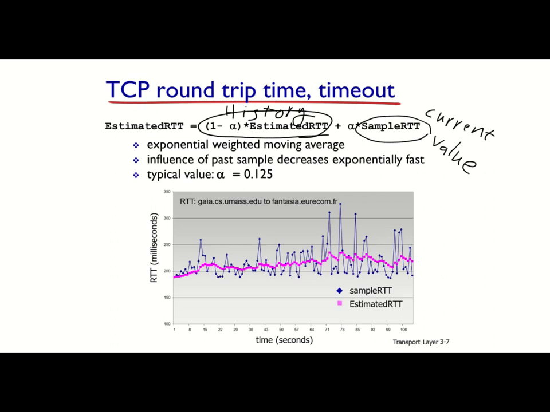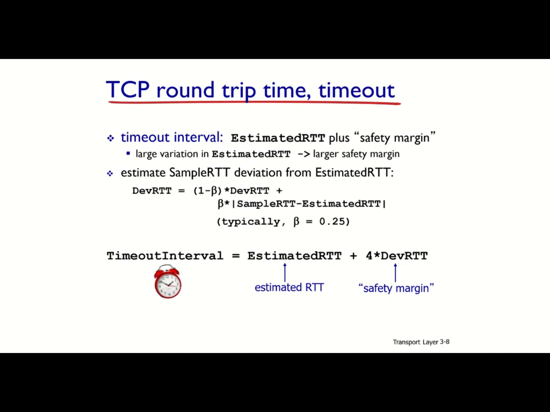In this plot, you see the difference between the estimated RTT and sample RTT. As you see, sample RTT may increase and decrease a lot, but the estimated RTT has a very smooth trend. After estimating RTT, the timeout interval is calculated by adding the estimated RTT to 4 times some safety margin, which we call DevRTT, the deviation of RTT. This DevRTT is calculated in this formula.